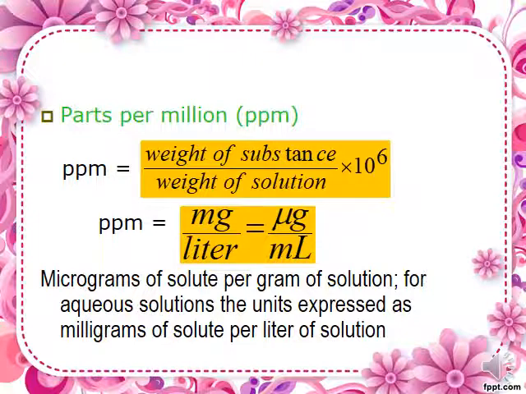The next type of unit of concentration is ppm, parts per million. It is defined as the weight of substance over the weight of solution times 10 power of 6. Million is 10 to the 6, that's why it is times 10 power of 6. Examples of units measured as ppm are milligram per liter or microgram per milliliter. These are equivalent to parts per million.